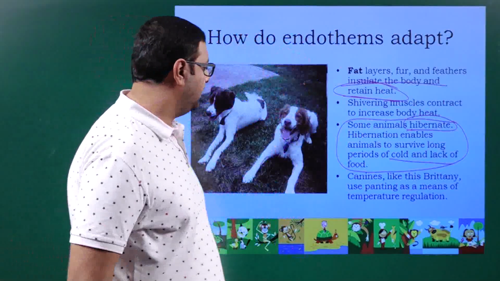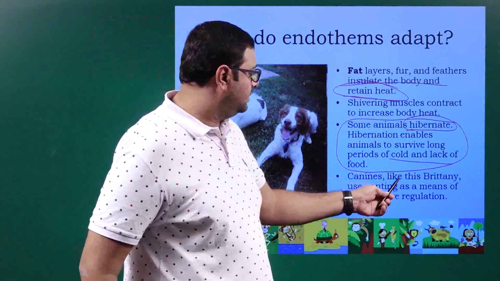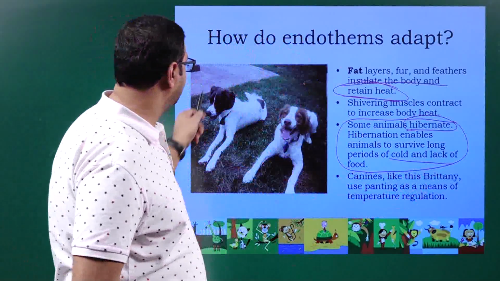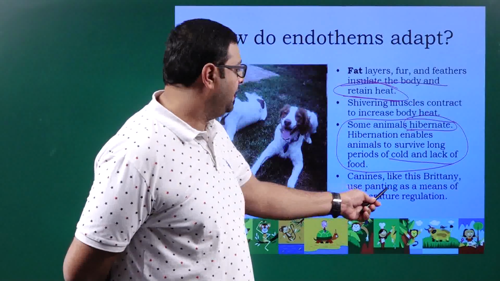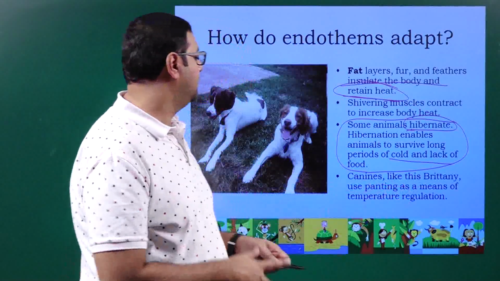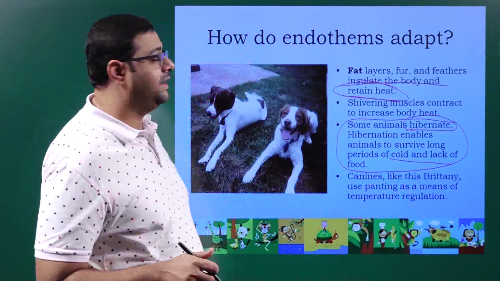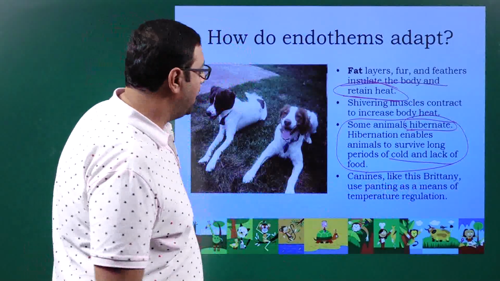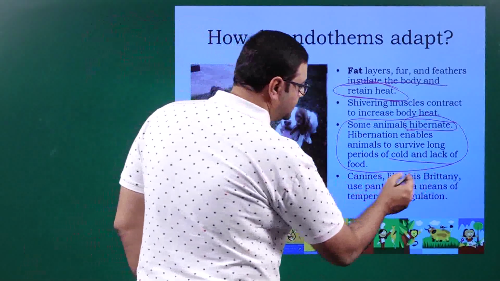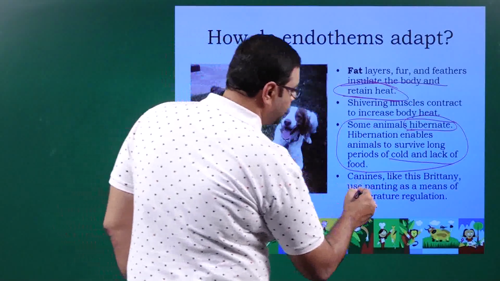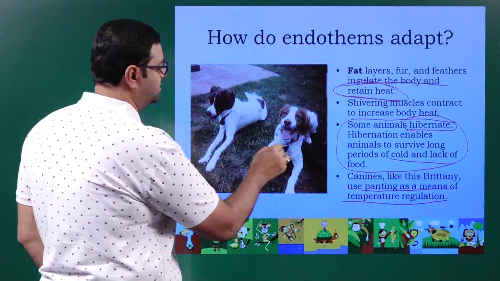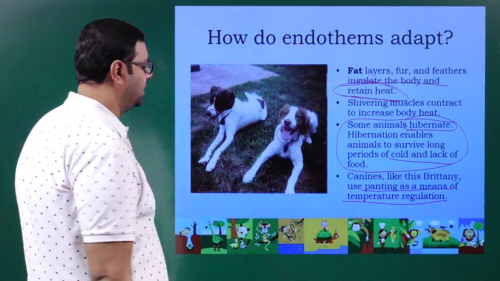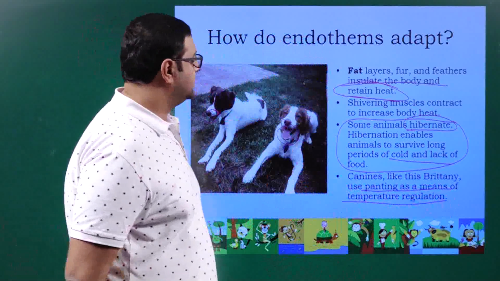Then canines like this Brittany, this is a Brittany breed, use panting as a means of temperature regulation. Panting, I'm so sorry, it's not painting, it's panting. So canines like this Brittany use panting as a means of temperature regulation. This is basically what panting is. Majority of the dogs do it.